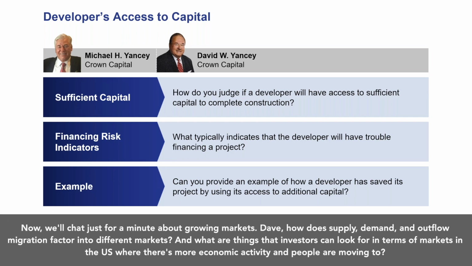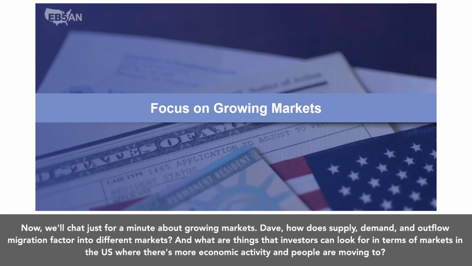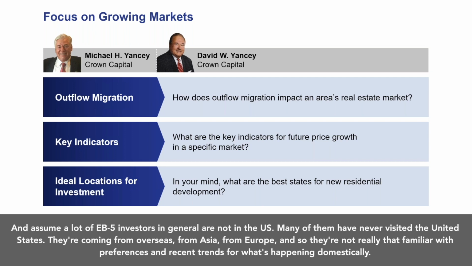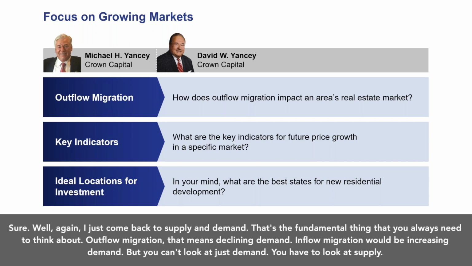Yep, got it. All right, now we'll chat just for a minute about growing markets. So Dave, how do supply, demand and outflow migration factor into different markets, and what can investors look for in terms of markets in the U.S. where there's more economic activity and people are moving to? I assume a lot of EB-5 investors in general are not in the U.S. Many of them have never visited the United States. They're coming from overseas, from Asia, from Europe, and so they're not really that familiar with preferences and recent trends for what's happening domestically.